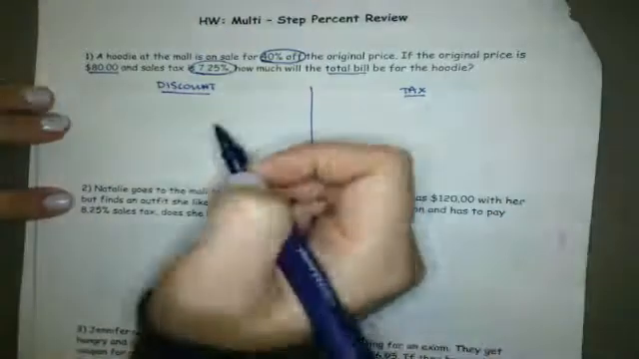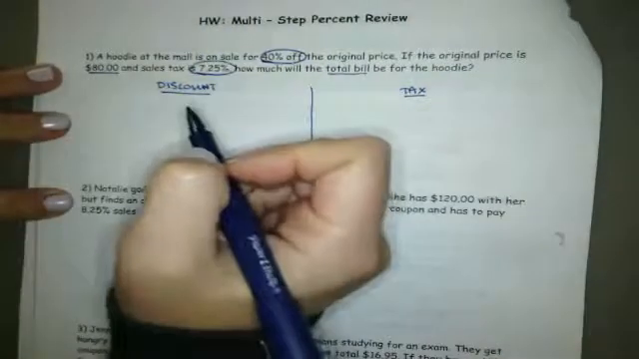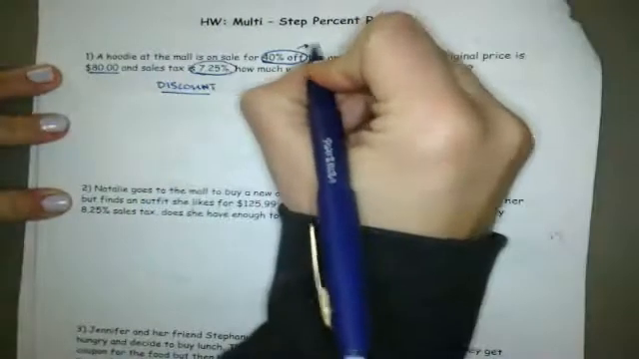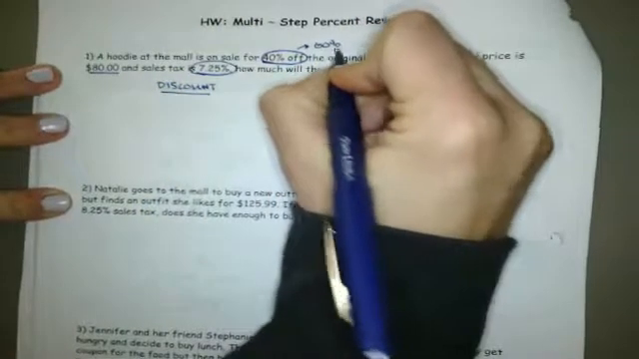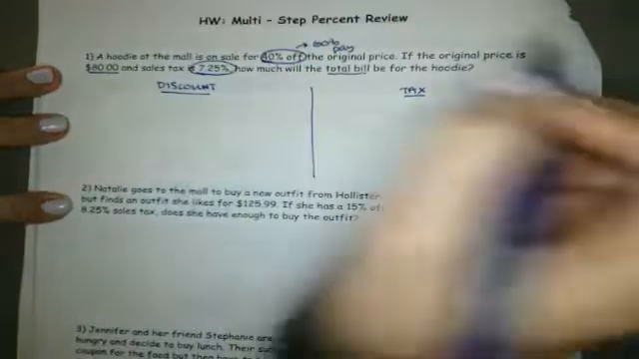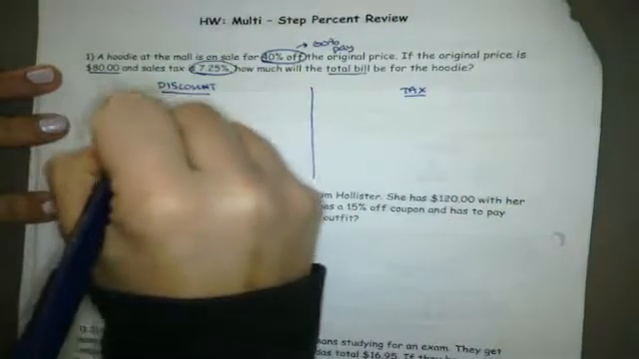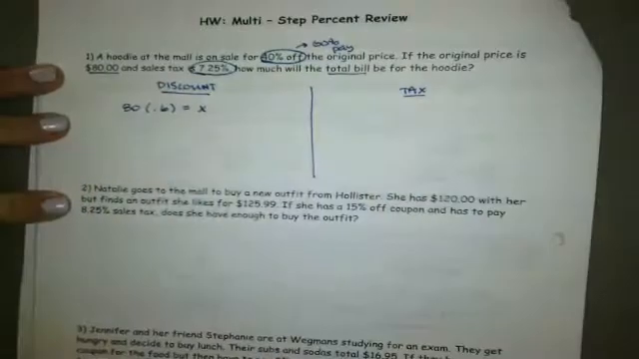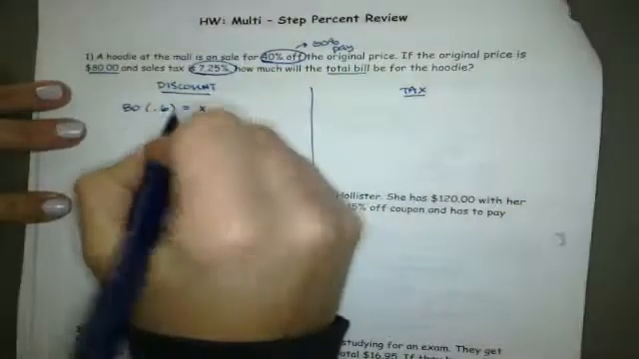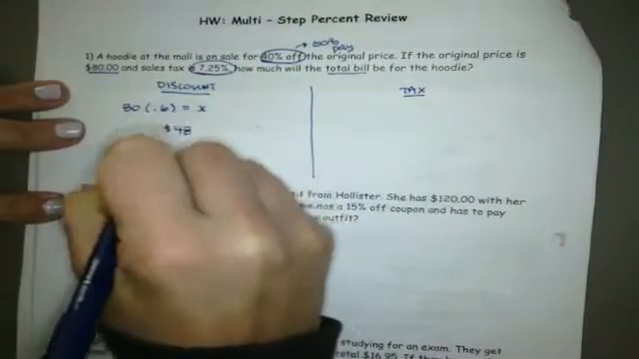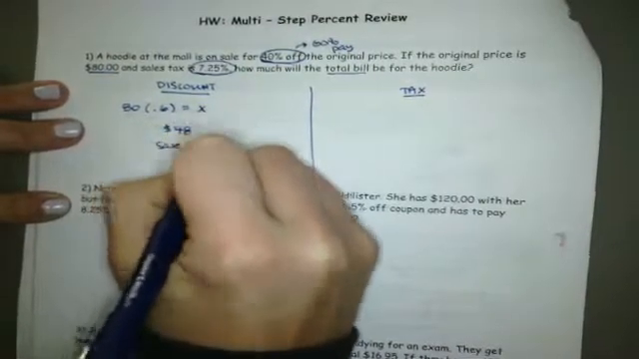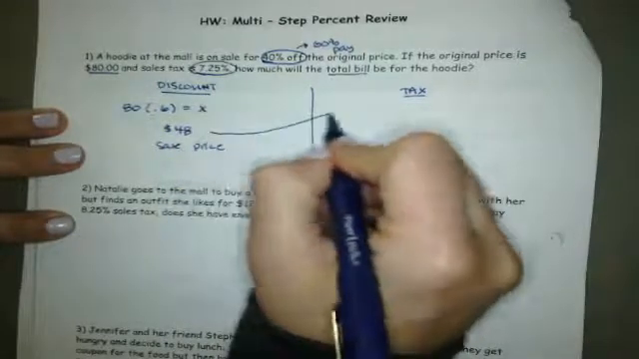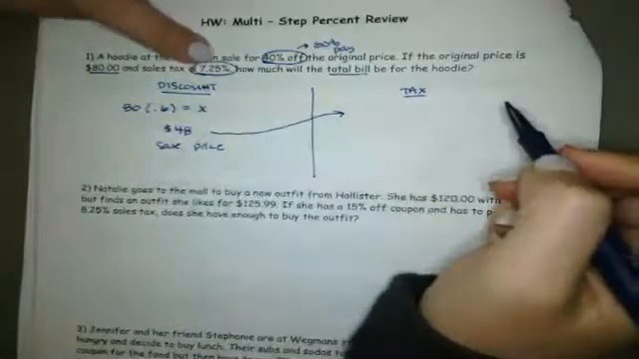Okay, so let's work through this together. So the original price of the hoodie is $80, and we're getting it for 40% off. So remember, if it's 40% off, then it's 60% we have to pay. So I'm going to do 80 times 0.6, and that's going to give me my discounted amount. So now I'm paying $48. This is the sale price. And again, I used an equation for this, but you definitely could have used a proportion. I'm going to drag that 48 over because now I'm going to find the tax.